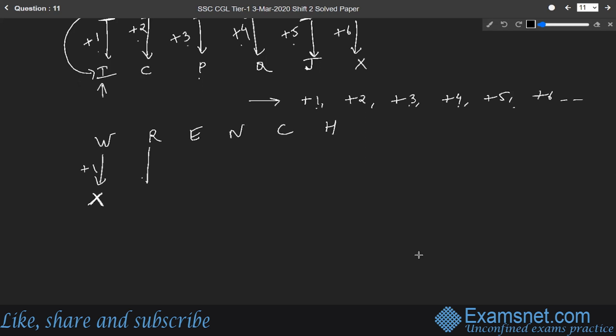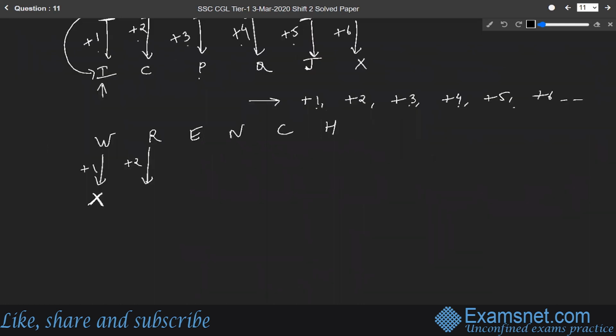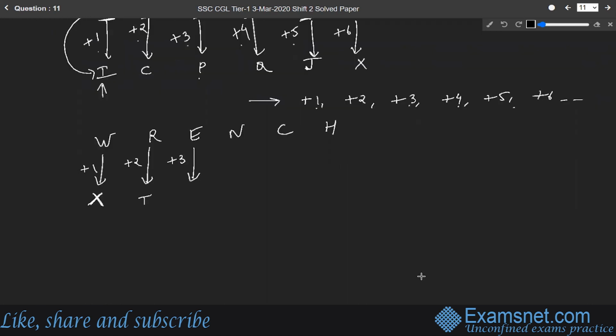Next is R. R plus 2. Now let us check it. R plus 2 will be T. So next word will be T. Next is E. E plus 3. What is E plus 3? E is present here. E plus 3 will be 1, 2 and 3. So E plus 3 is H. So third alphabet will be H.